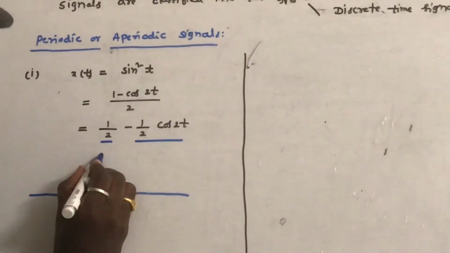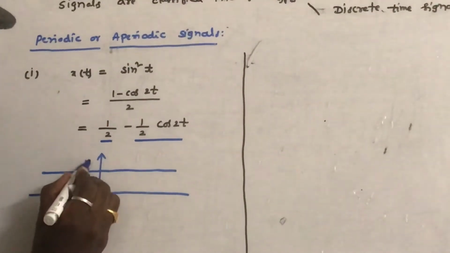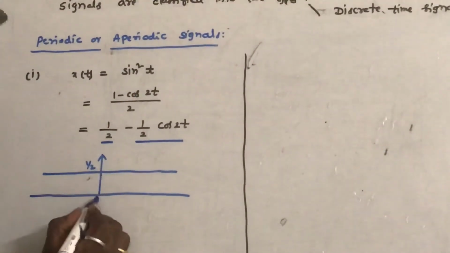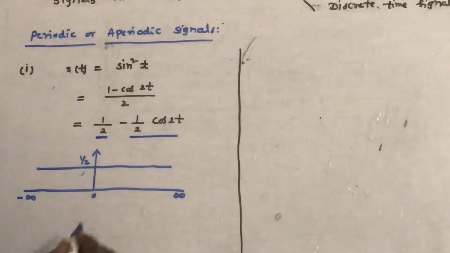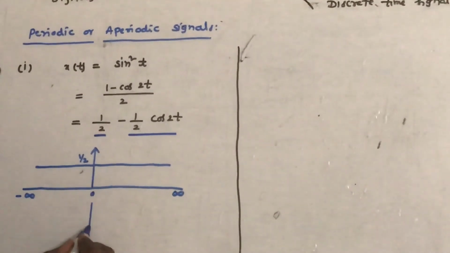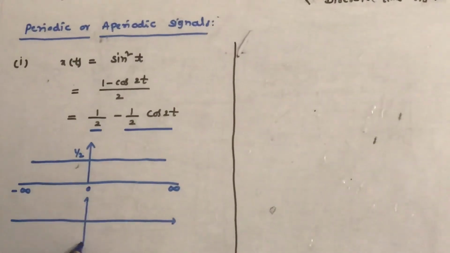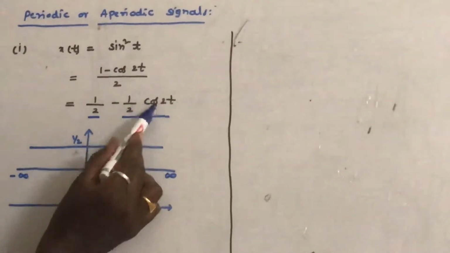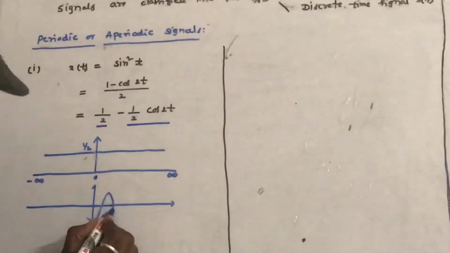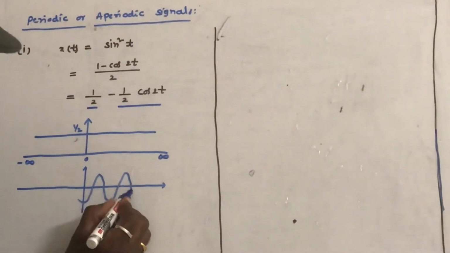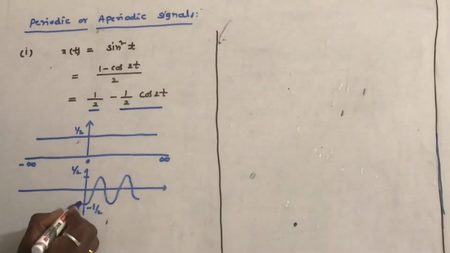Say this is the 1 by 2 graph, as I explained earlier how to draw the 1 or 1 by 2 graph. It maintains 1 by 2 from minus infinity to plus infinity. As you know, how to draw the cos waveform: at t is equal to 0, if we substitute t is equal to 0, cos 0 gives minus 1 by 2. So in this problem, the cos starts at a value of minus 1 by 2, and this other value is plus 1 by 2.